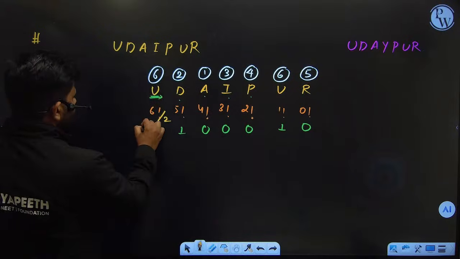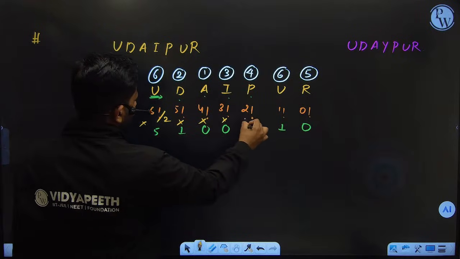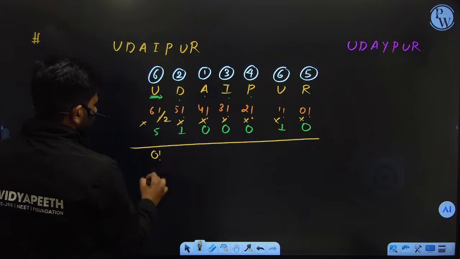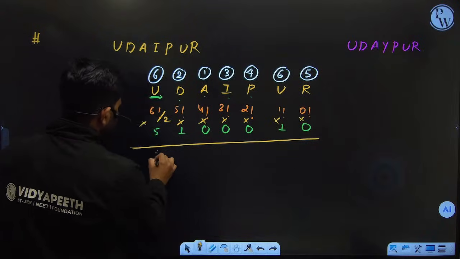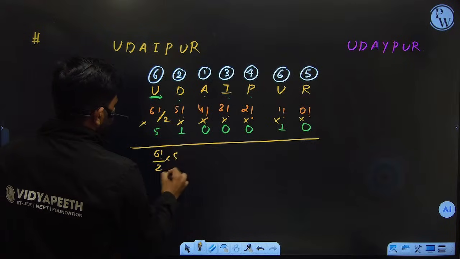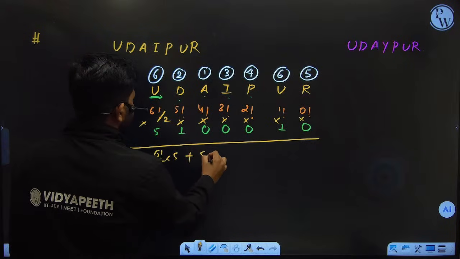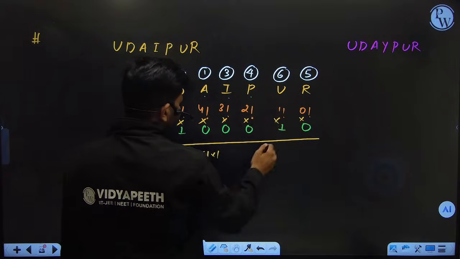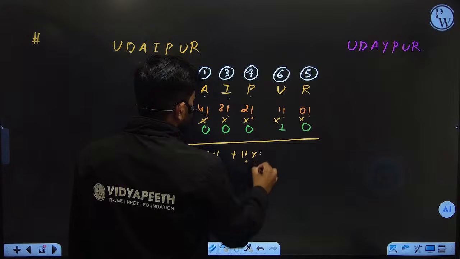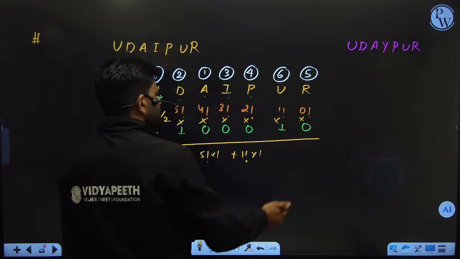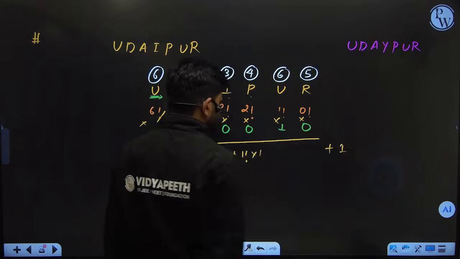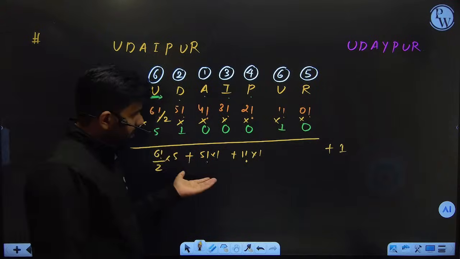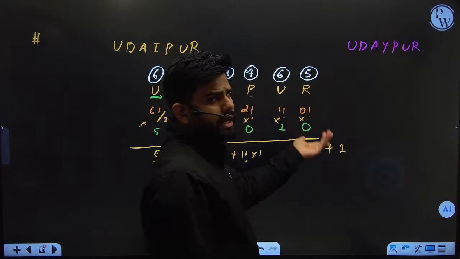Okay, now multiply the corresponding numbers and add them. So it will be 6 factorial by 2 into 5 plus 5 factorial into 1. Then this will be 0, 0, 0, and this is 1 factorial into 1, and this is again 0, and finally we have to add 1 at last. After this calculation we have to add 1. Okay, so you can add 1 in the starting or at the last, right?